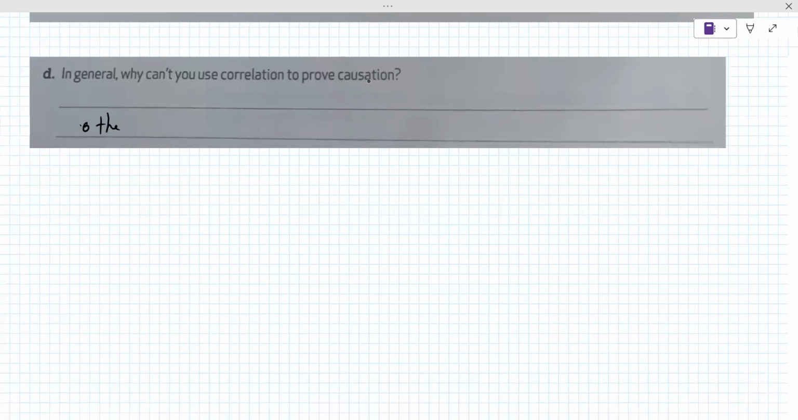Usually there's other variables involved, other things causing the relationship. It's never as simple as one thing.